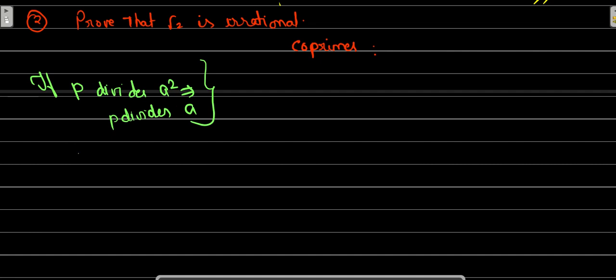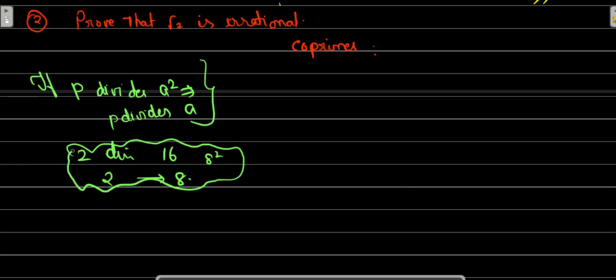Suppose 2 divides 16, then 16 is nothing but 8 square, right. Then 2 will also divide 8. So, it means that if the square of a number is divisible by some number, then the number is also divisible by the same number. Suppose p divides a square, it means a square is divisible by p, then p also divides a.